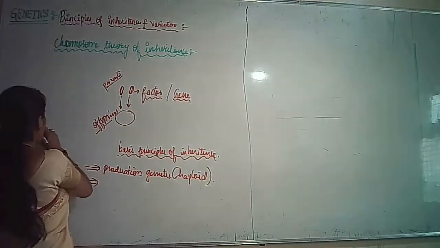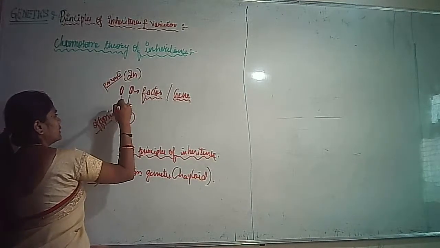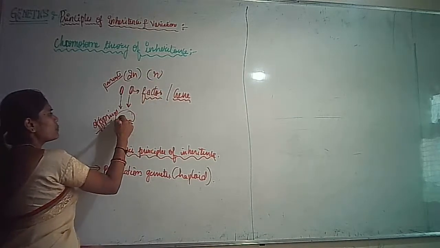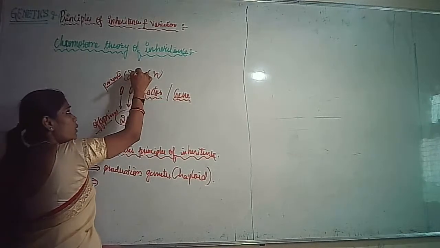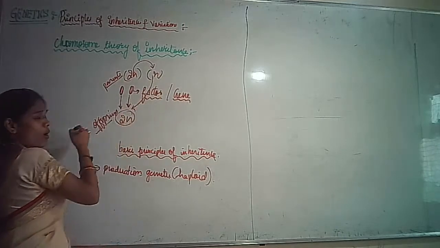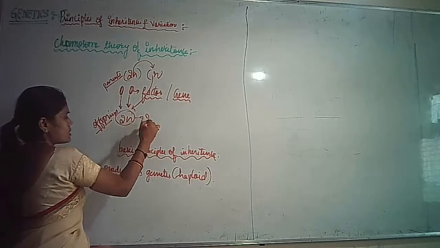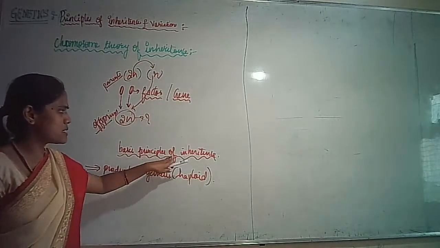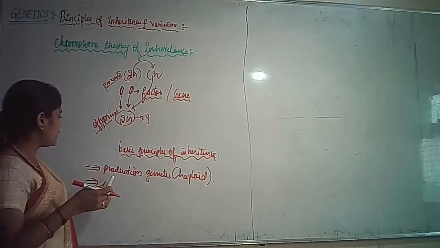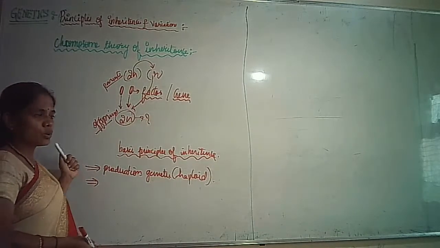The parent generation is always diploid. Then the gametes will be haploid. Again, the offspring will be diploid only. So from diploid, haploid gametes are formed, and from the haploid, the offspring restores the diploid condition. How is this possible? If it maintains the basic principles of inheritance, orderly and sequentially, then only is it able to show this.